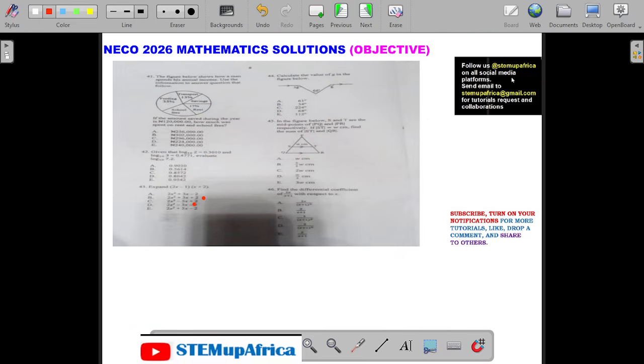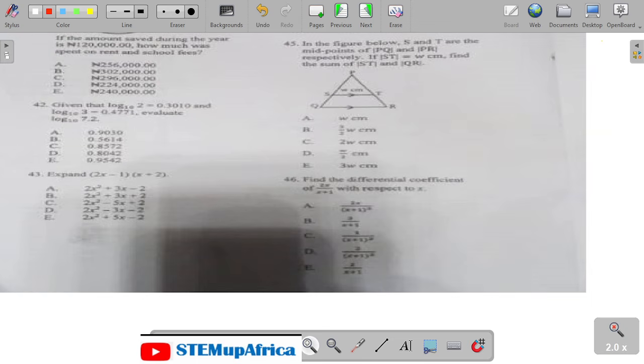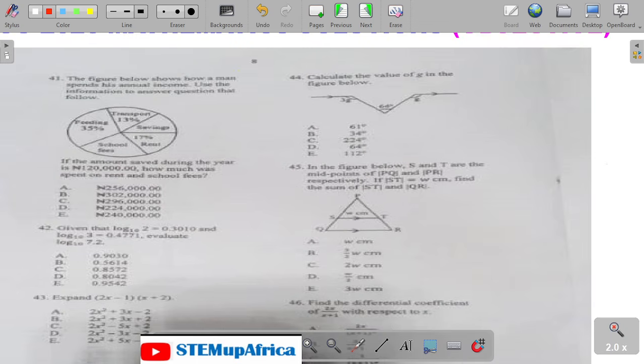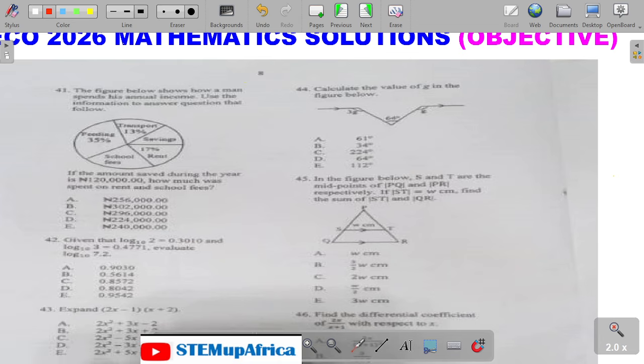And look at 41. Let's see what we have then. It said the figure shown below shows amounts spent and income. Use it if the amount saving for the year. So for 1 year, the person saves 120,000 naira. Say find how much is spent on. So the year and year is 35, year is 35. Year will be 18. Savings will be 18%.